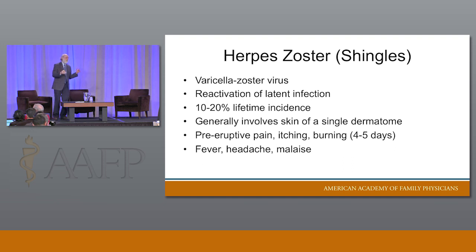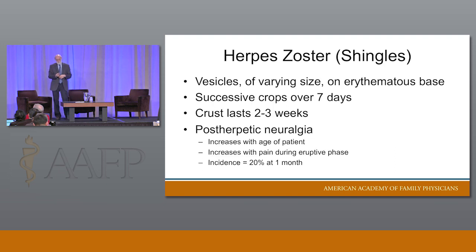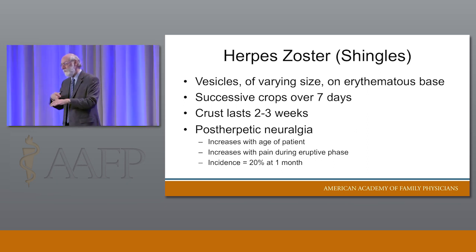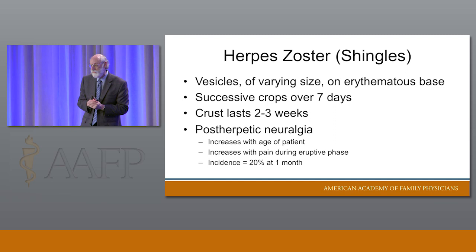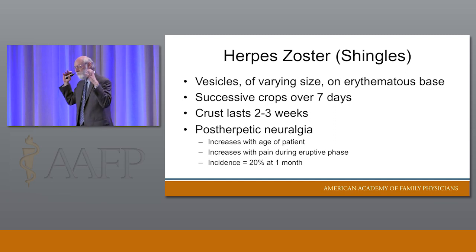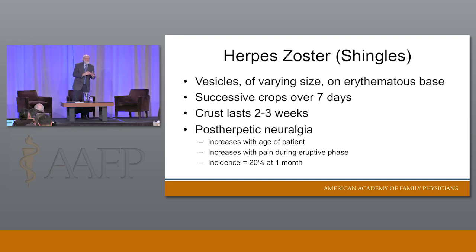If you're able to diagnose shingles in the pre-eruptive phase before the rash occurs, your reputation is great in your community for many years to come. Look for vesicles on an erythematous base of various sizes. They come in crops. If they all come looking exactly the same at the same time, then notify Homeland Security. That might be smallpox.